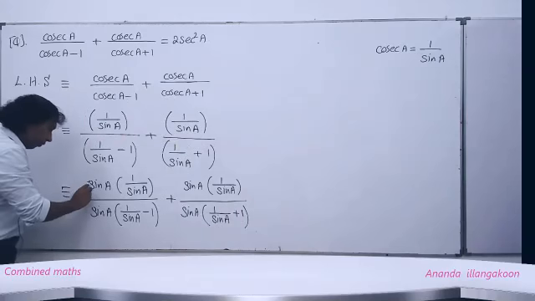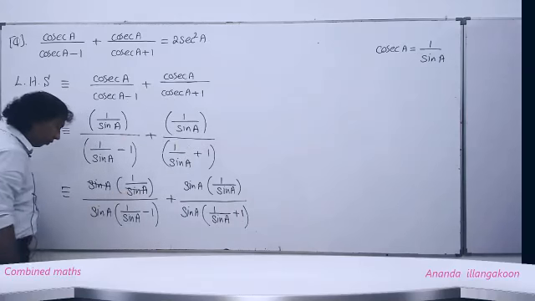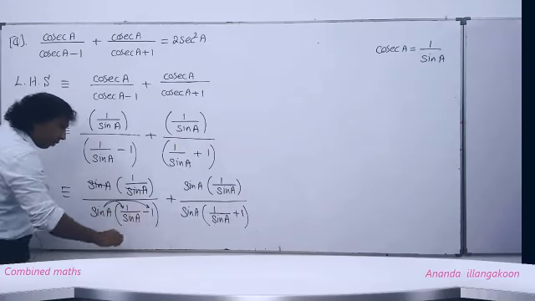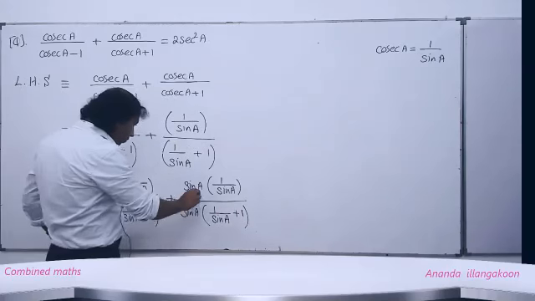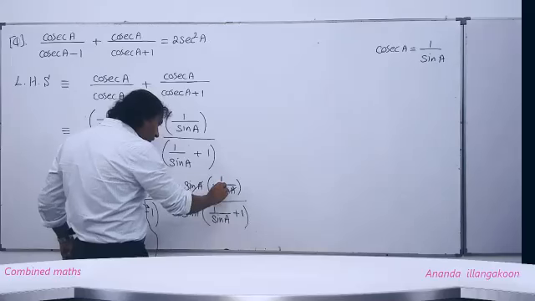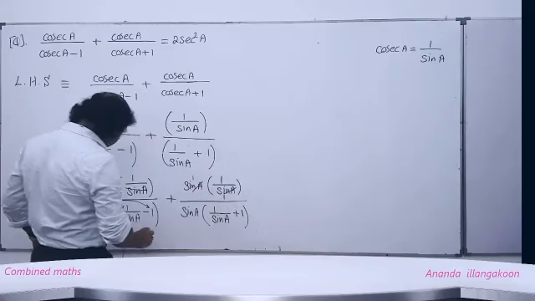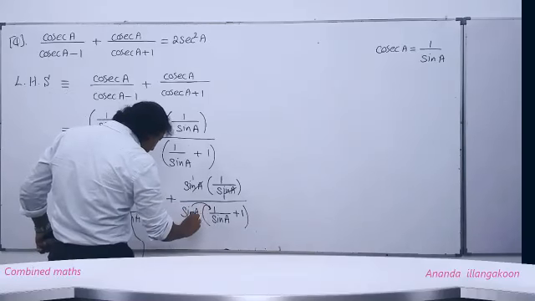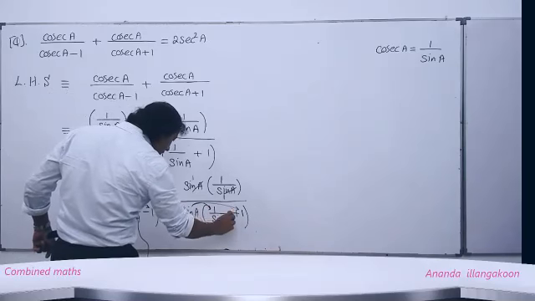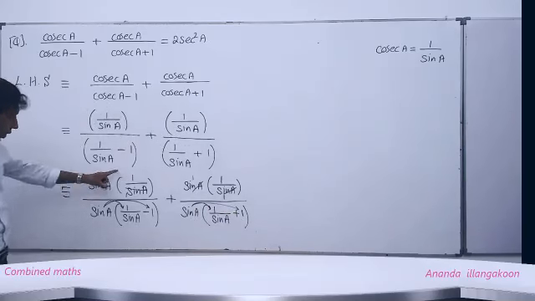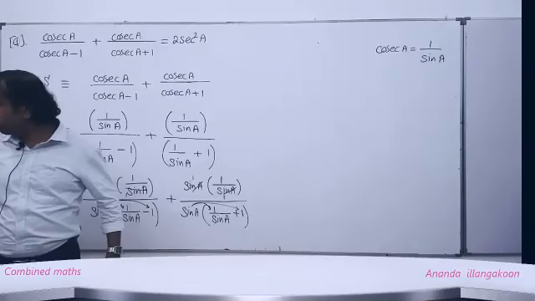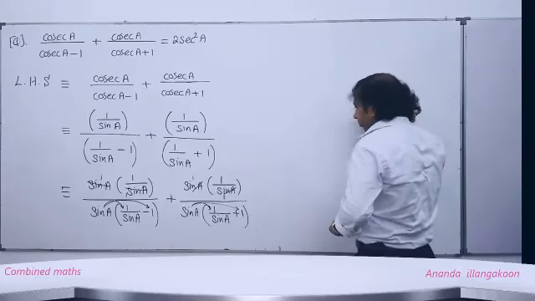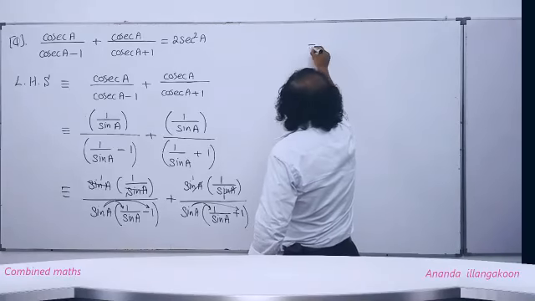Now this sin A and this sin A will cancel off. By this sin A, we have to multiply this as well as this. Here, this sin A and this sin A we can cancel down. We get 1. This cancellation gives rise to 1. By this sin A, we have to multiply this, and this one we have to multiply by this sin A. Then we get numerator 1 here. We get 1.